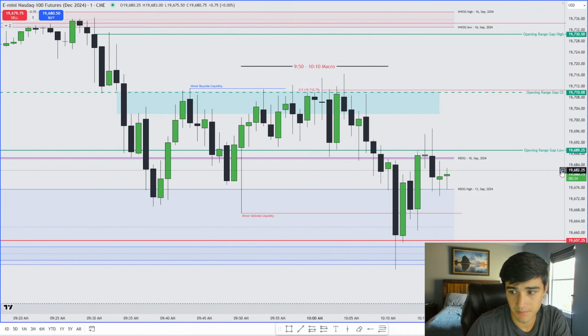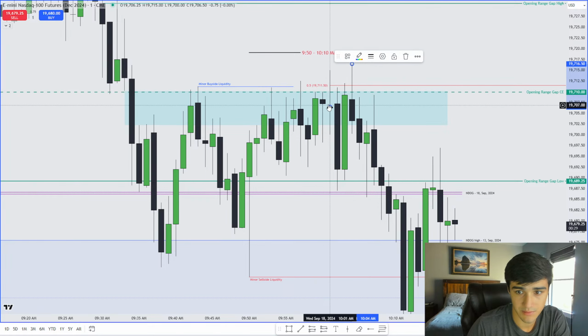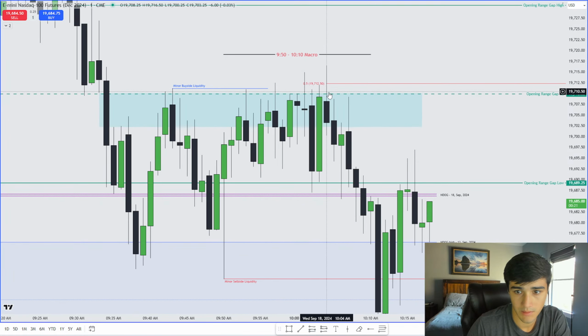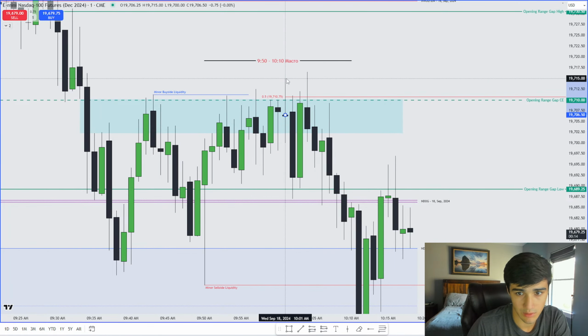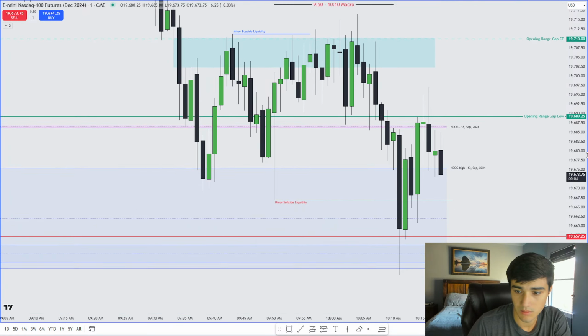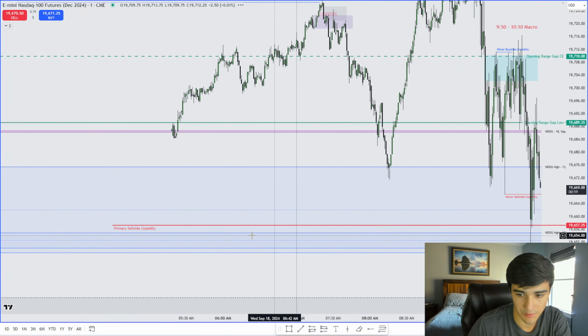If I drop a fib here, we can see that we struggle to get above consequent encroachment. And then here we don't even reach it, so that indicates weakness. And so we can't close above it. So pair that with the logic that each time we take a short-term high, we see a lack of displacement. So that tells me that somebody's accumulating shorts. And then we run that primary sell side.